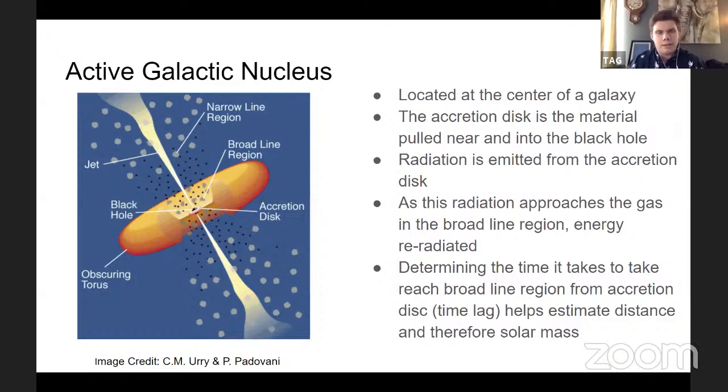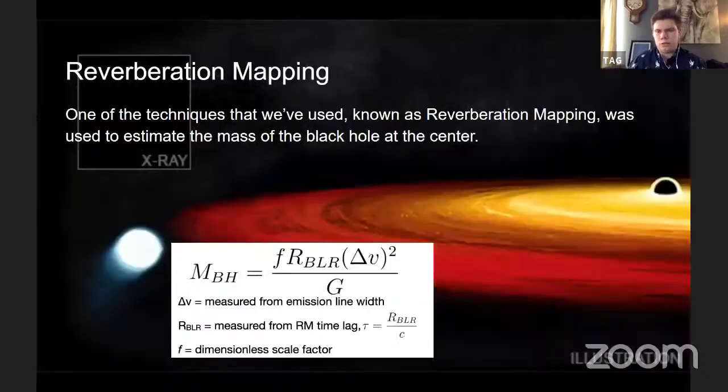Determining the time it takes to travel from the broad line region to the accretion disk, known as time lag, helps estimate distance and therefore solar mass. As you can see from the lovely image we've provided, this is showing an active black hole and what goes on with it. Next slide.